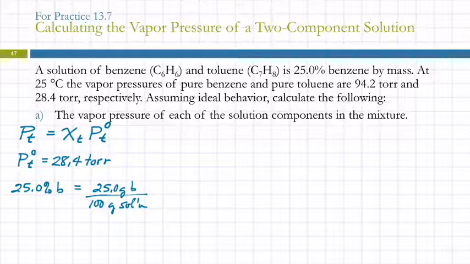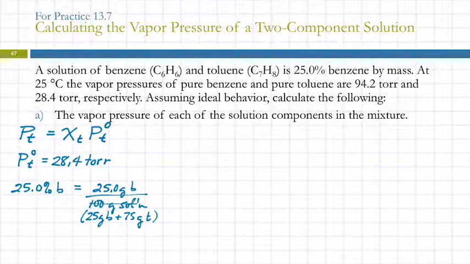What's in the solution? Benzene and toluene. So the mass of benzene plus the mass of toluene has to equal 100. Make sense? We know that the benzene is 25 grams. What's the mass of the toluene then? 75. So we could replace this with 25 grams of benzene plus 75 grams of toluene. Does that make sense?